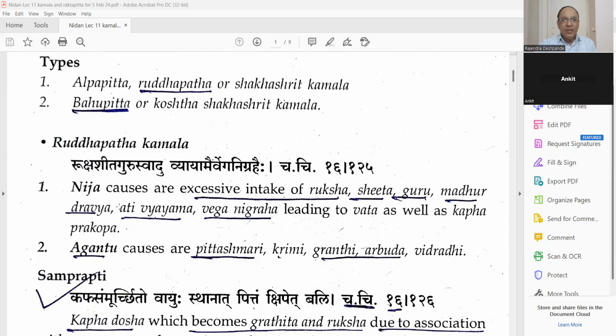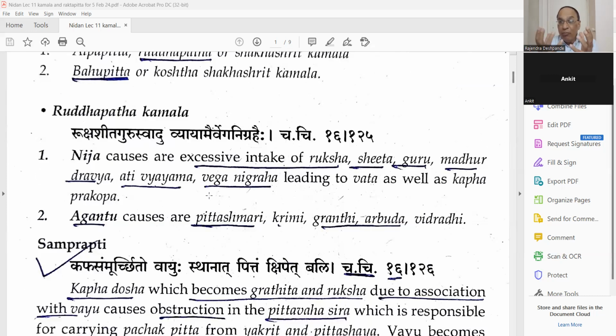Now, first, according to the Ayurvedic perspective, we know that it is because of drinking bad water. But here, they have given causes by which your immunity becomes less. Immunity becomes less. See, Ruksha, Shita, Guruswadu, Vyayamair Veganigrahi. These are the causes mentioned by Charaka, Chikitsasthana, chapter number 16.